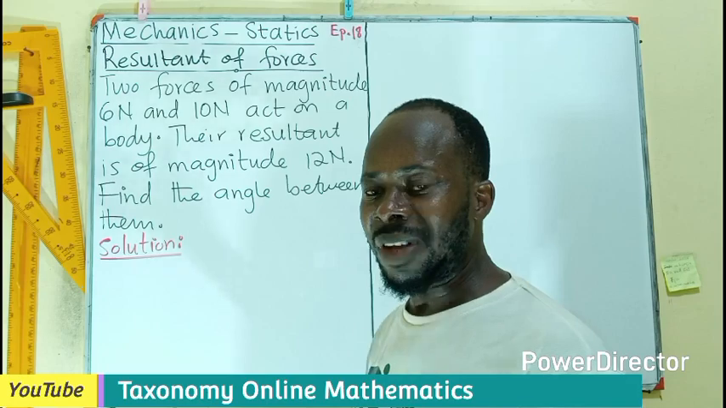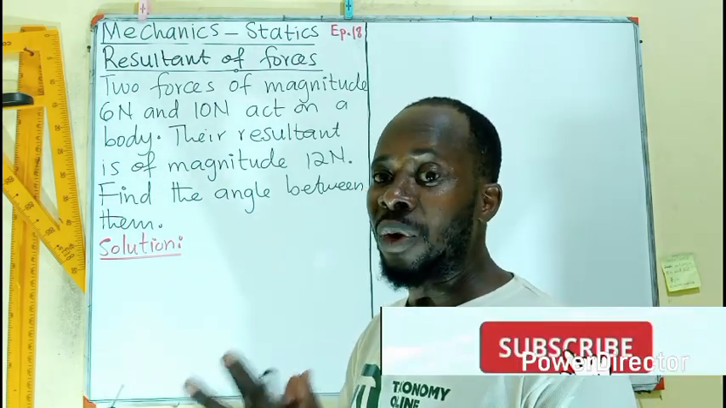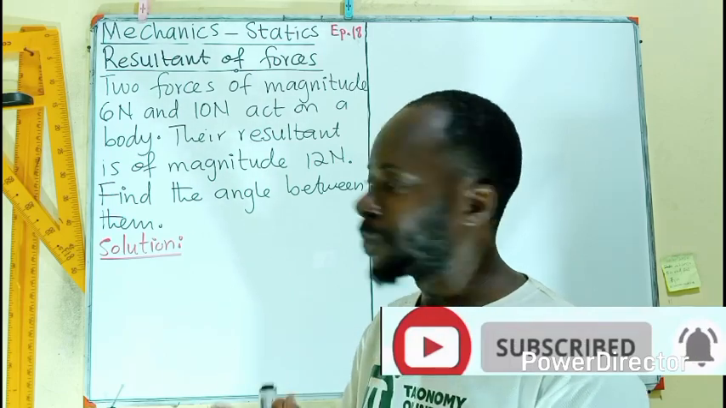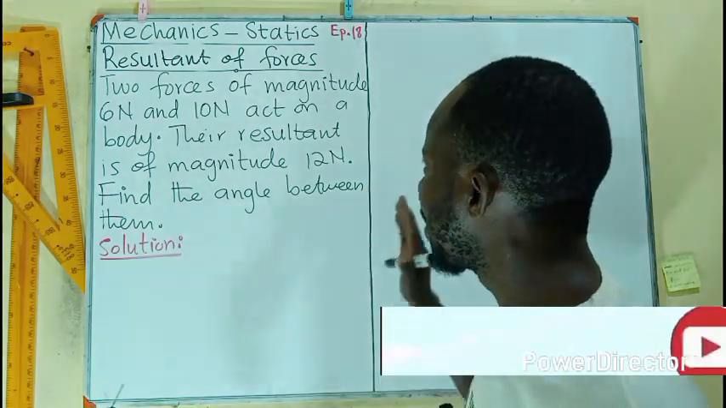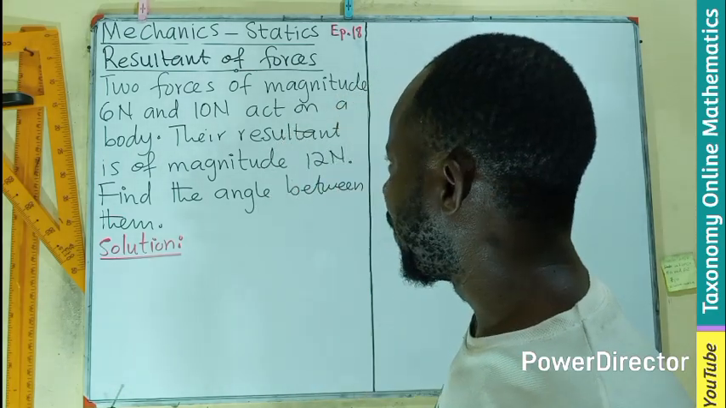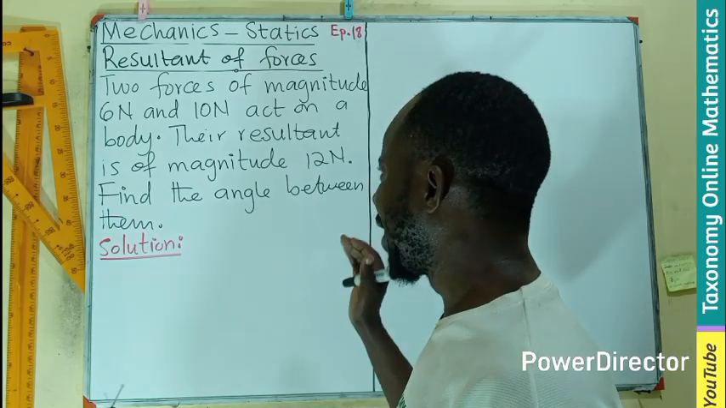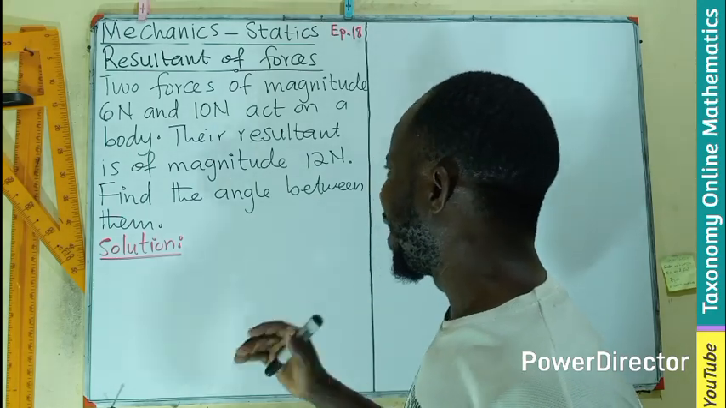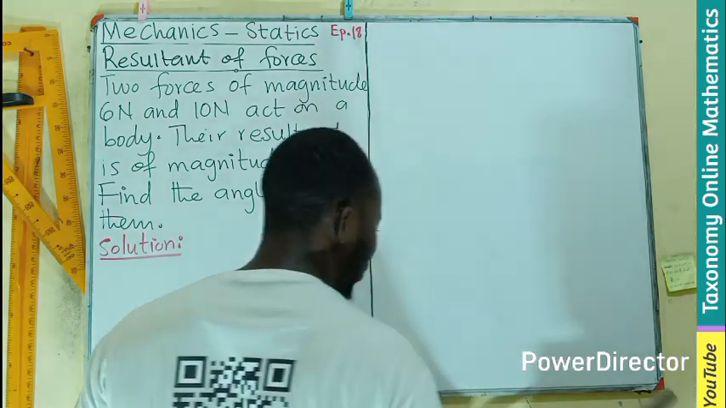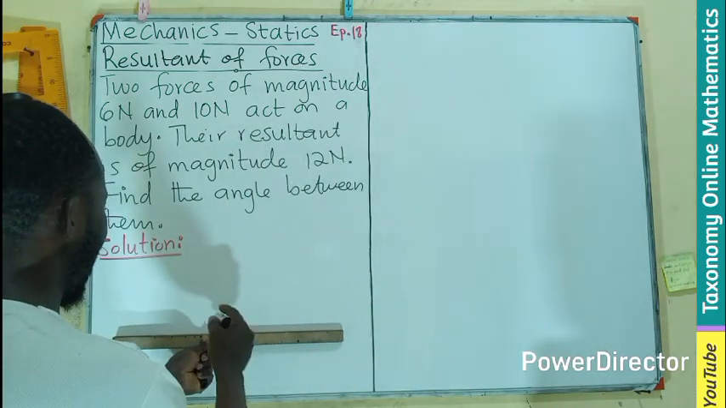In episode 17, we talk about the resultant magnitude or the resultant force of two concurrent forces. So if I have two forces of magnitude 6 Newton and 10 Newton acting on a body, their resultant is of a magnitude of 12. We need to find the angle between the two forces. Remember, we were told in that episode to make a sketch of our diagram.